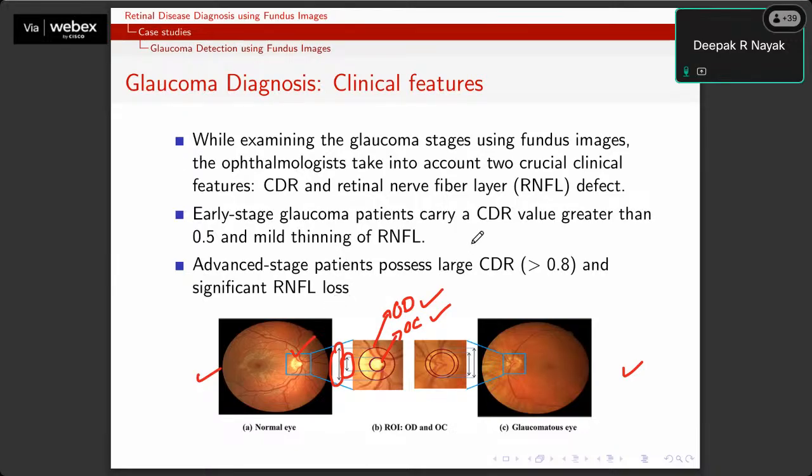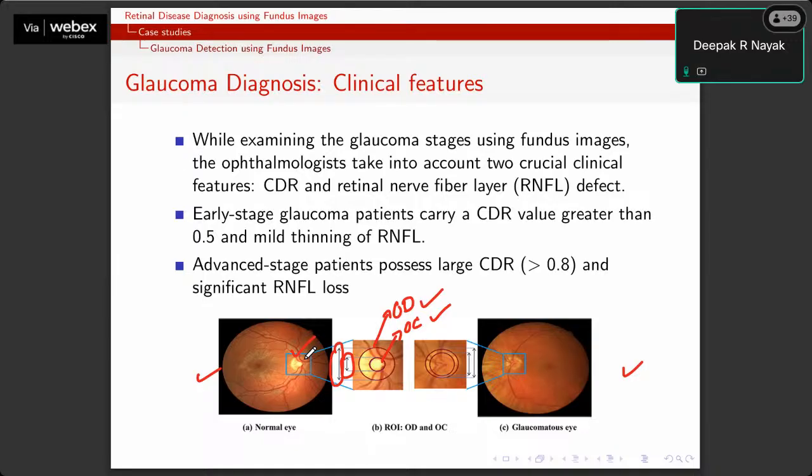This process is purely manual. It is sometimes difficult even to identify the cup and the disc separately, even through the naked eye. Even for the experts, it is sometimes very difficult to identify. So that is why we need intelligent algorithms through which you can analyze these images and ultimately conclude that yes, this particular image contains something related to glaucoma disease.